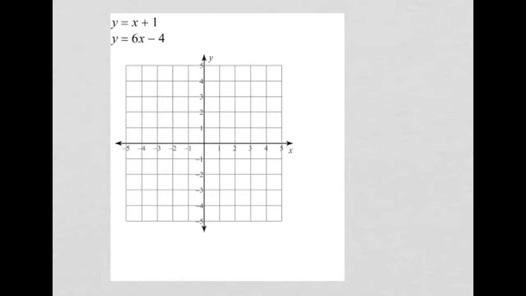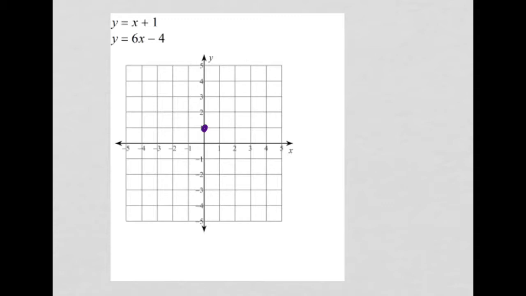Number 2. Already in slope-intercept form, we know that because it's y equals. So I look for my y-intercept, the number not attached to x, and I put a dot. My slope is an x, which means I gotta look for the number in front of the x. Since there is no number, it's a 1.